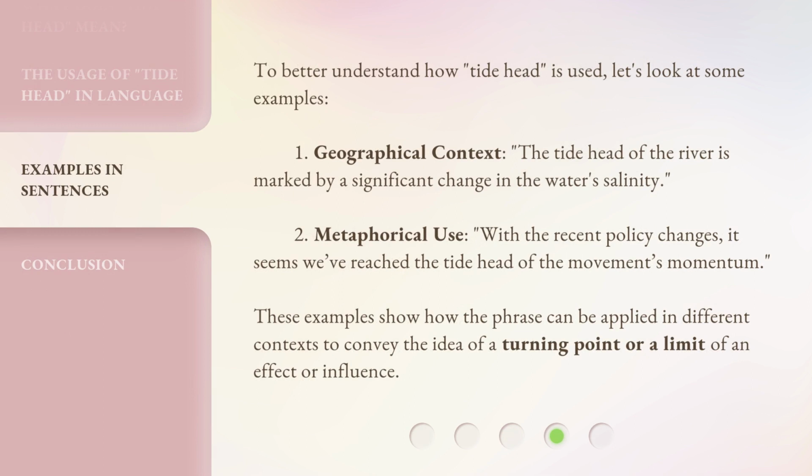To better understand how tide head is used, let's look at some examples. 1. Geographical context. The tide head of the river is marked by a significant change in the water's salinity. 2. Metaphorical use. With the recent policy changes, it seems we've reached the tide head of the movement's momentum. These examples show how the phrase can be applied in different contexts to convey the idea of a turning point or a limit of an effect or influence.